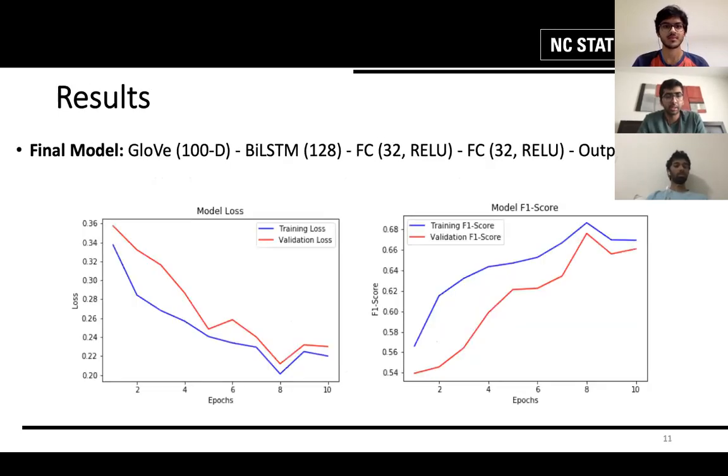Here we can see the results of our final model, which consisted of the GloVe 100 dimensional vectors and BiLSTM with 128 units, two fully connected layers with 32 neurons and an output of sigmoid. Here we can see that we found our best training loss, best validation loss and best validation F1 score at the 8th epoch, after which it started increasing. So that's where we stopped the training.